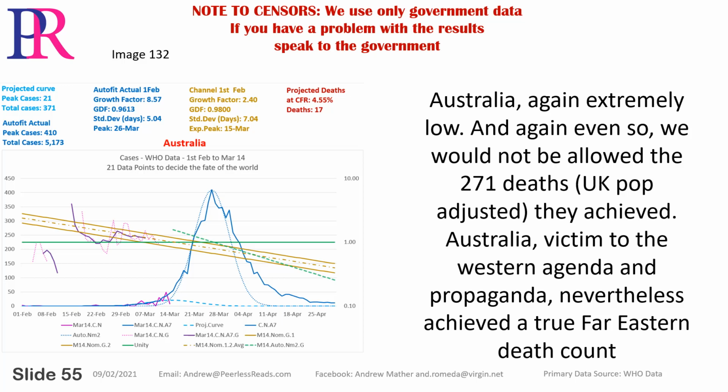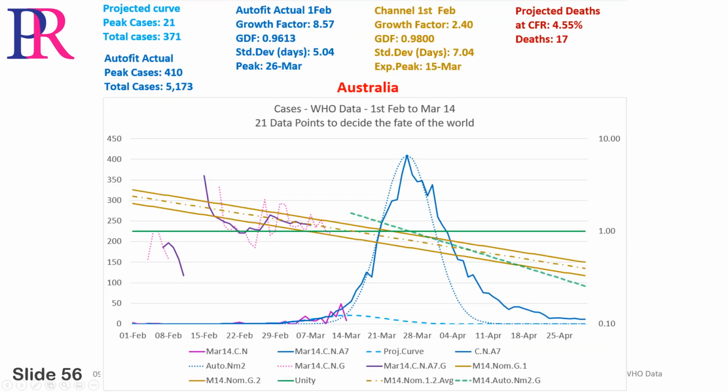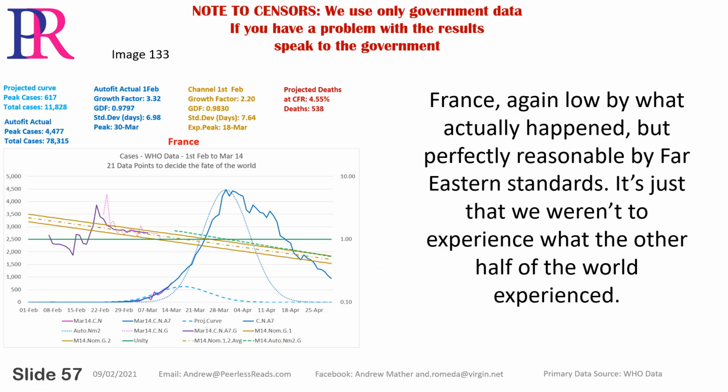Australia, again extremely low, and again, even so, we would not be allowed the 271 deaths, UK population adjusted, they achieved. Australia, victim to the Western agenda and propaganda, nevertheless a true Far Eastern death count. France, again low by what actually happened, but perfectly reasonable by Far Eastern standards. It's just that we weren't to experience what the other half of the world experienced.